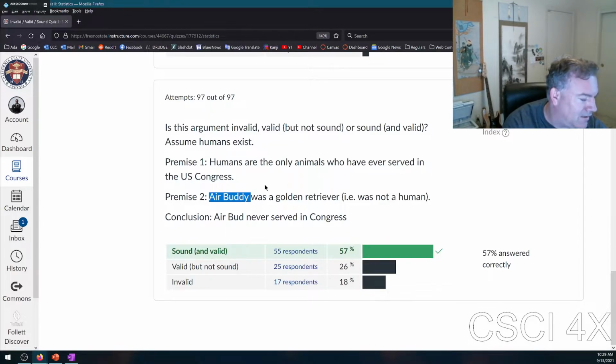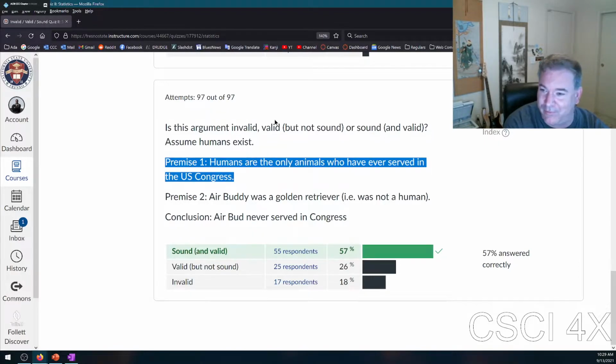I put invalid. I googled the first premise and it said there's some dogs that become mayors. There's people that have elected cats to be mayors and things like that. But to the best of my knowledge, no animal has ever served in the U.S. Congress. If you have any evidence otherwise, let me know. To the best of my knowledge, we've never elected a monkey into Congress or something like this. So please post your evidence that there was.